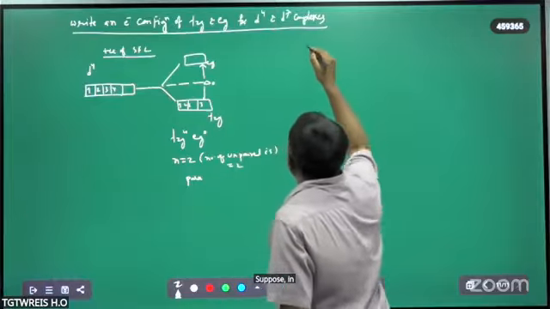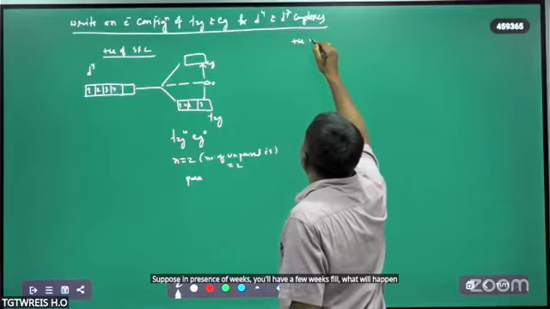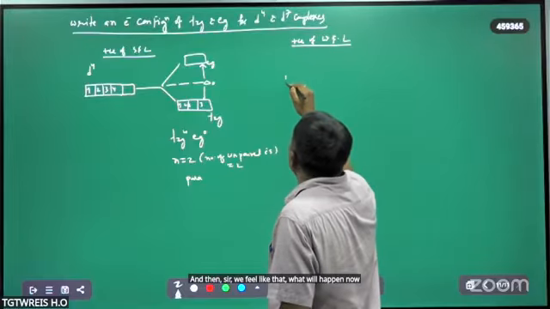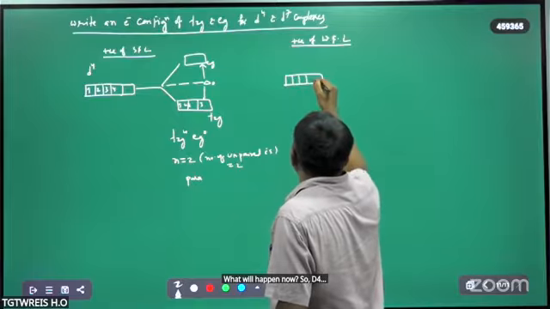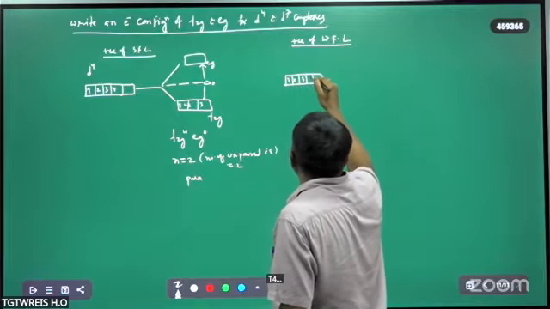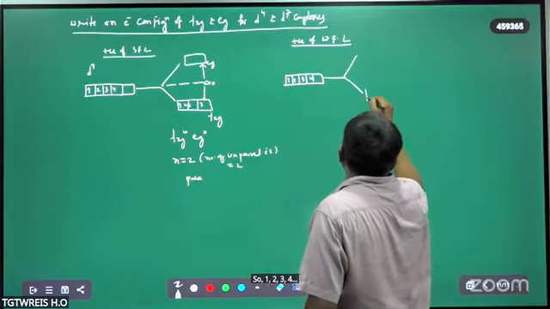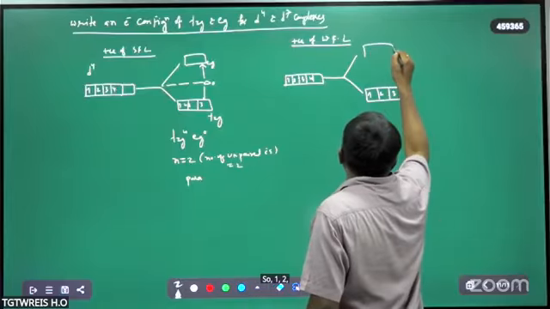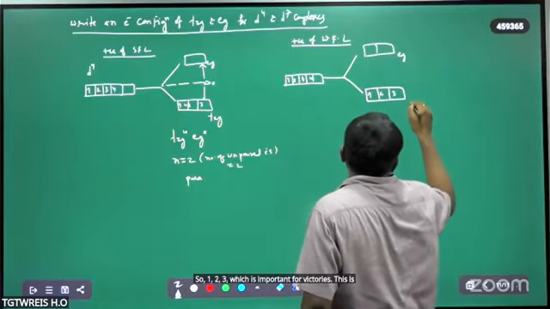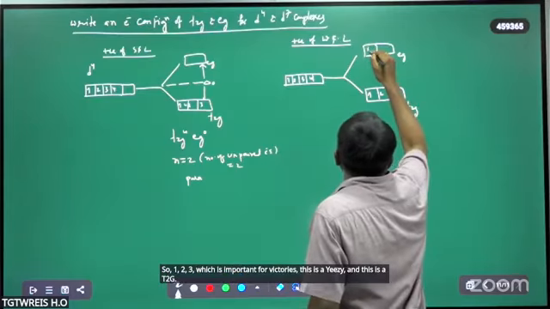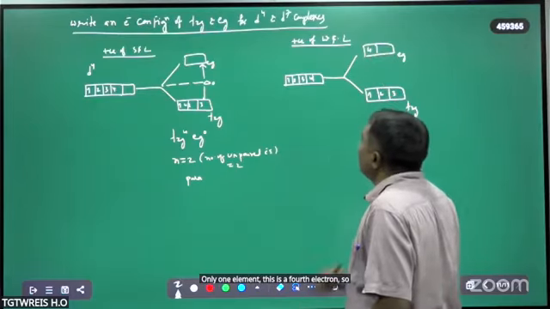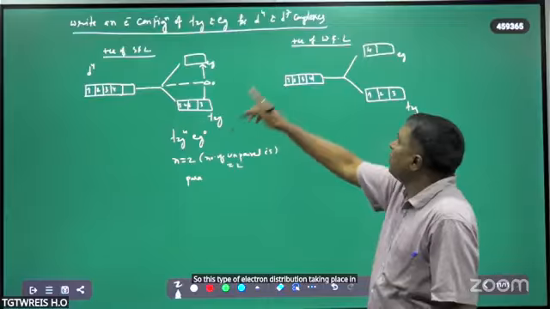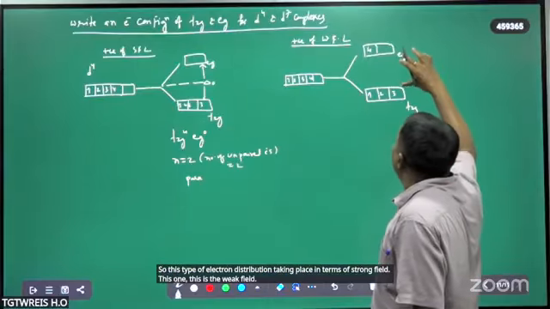Suppose in the presence of weak field ligands, what will happen? D4: 1, 2, 3, 4. This will split into 1, 2, 3, in the presence of weak field. This is the EG and this is the T2G. So only one electron, this is the fourth electron. This type of electron distribution takes place in the presence of strong field, and this is the weak field.